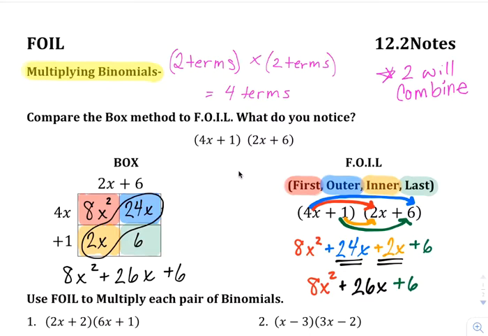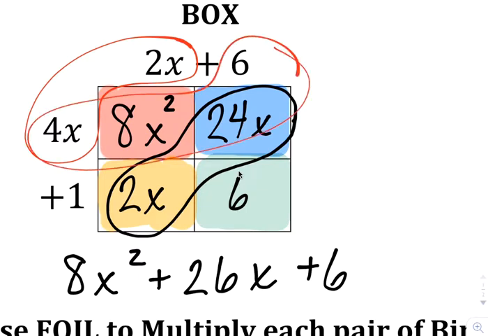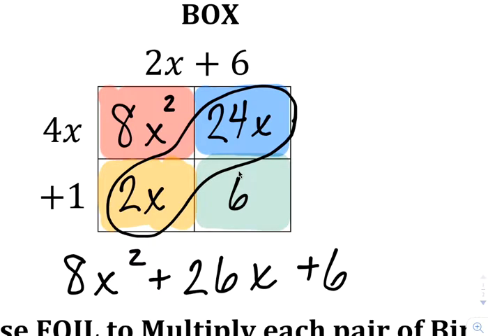Okay, so before we took a box, we had 2 by 2. Each term got its own box. And we multiplied the x's together. And then we multiplied the number with the constant. And then we did the constant with the x and the constant with the constant. And we did that 4 sets, 4 boxes, combined our like terms, and that was our answer.